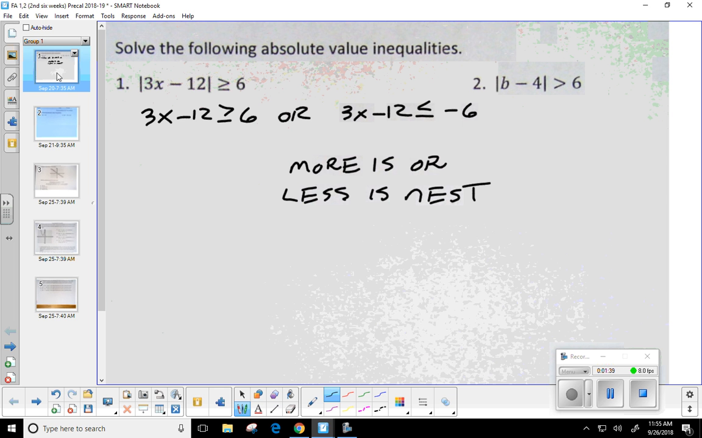If you're solving an absolute value inequality and it's greater than, we focus on the phrase more is or. This is our strategy. We take the inequality and write it as is: 3x minus 12 greater than or equal to 6. Or, because greater than is more and more is or, there were two things I did for the second inequality. I reversed the symbol and then did what? I changed the sign. The 6 went to negative 6. So this is what you want to do if you're solving an absolute value greater than inequality. More is or.